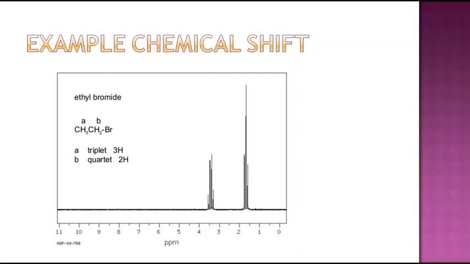Similarly, this is the signal of ethyl bromide, and the presence of bromine pulls the CH2 signal to 3.5. Can you see here, this is a quartet, this is a triplet, and this pulls the signal here to around 3.5.